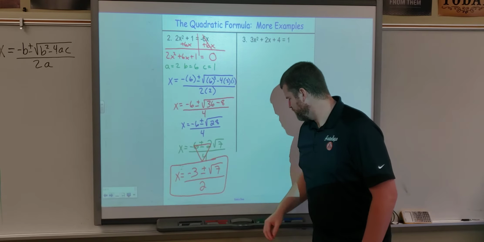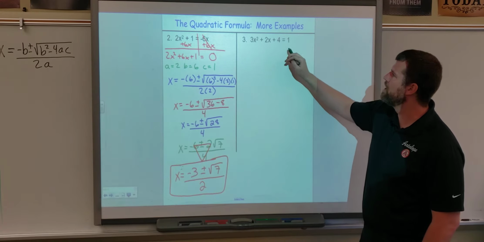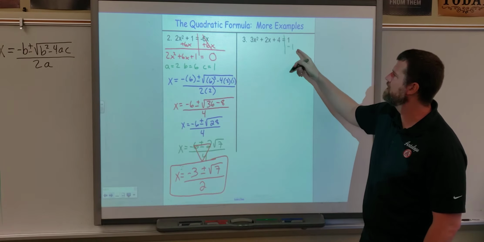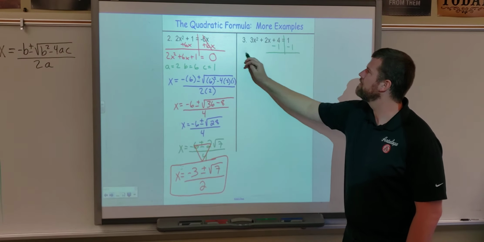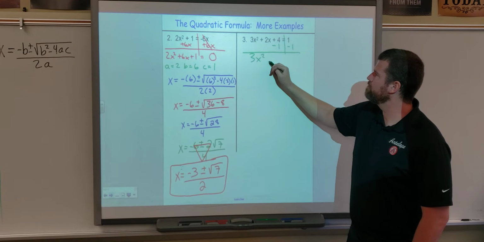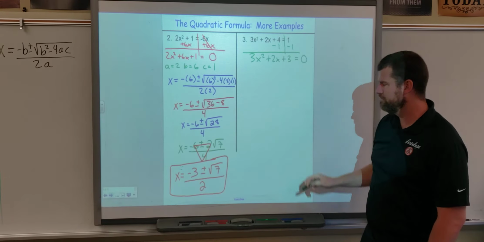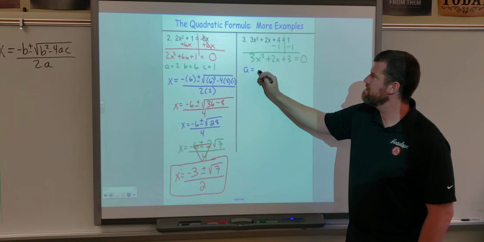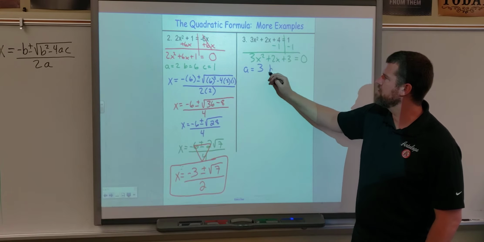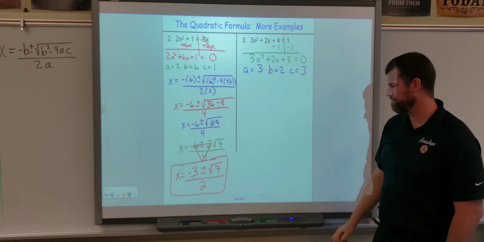Okay, next example. It is not in standard form, so we need to move the 1. All right, so I'm going to subtract 1. That will go with my c value, so I subtract 1 from the 4. 3x squared plus 2x plus 3 equals 0. Identify my a, b, and c. A is 3, b is 2, c is also 3.